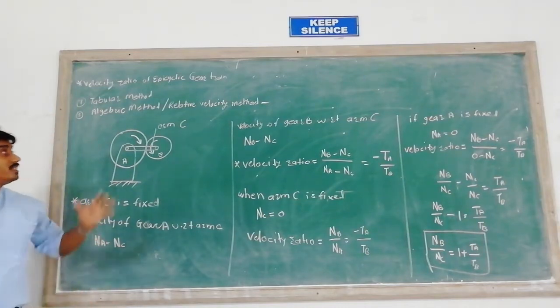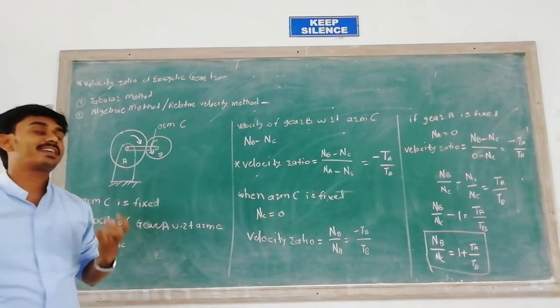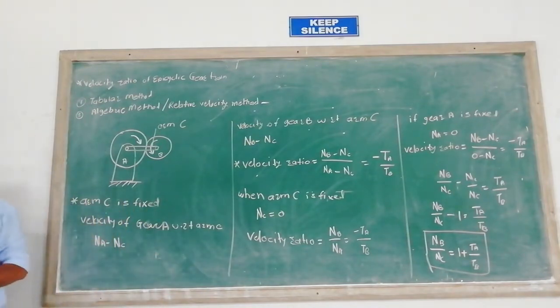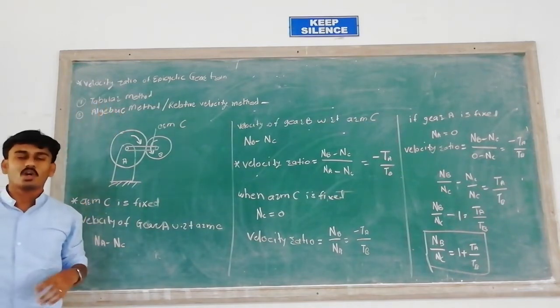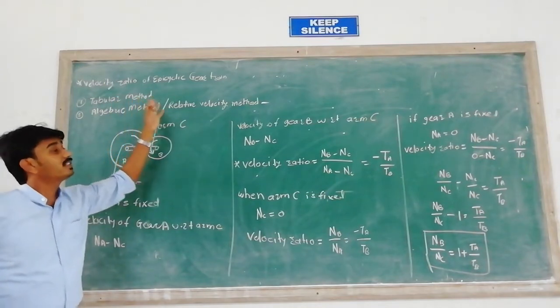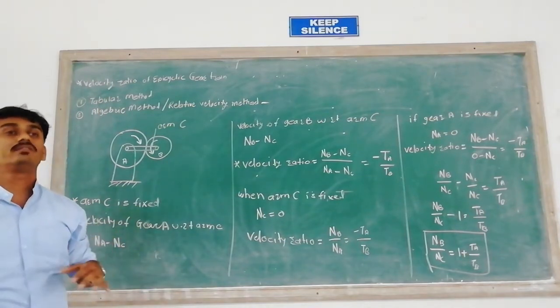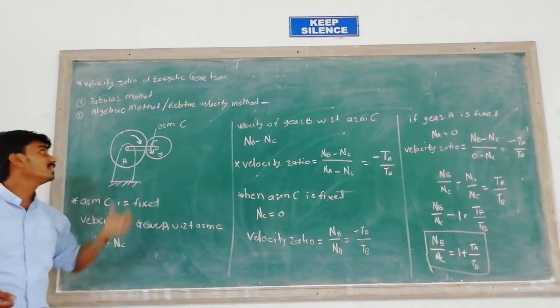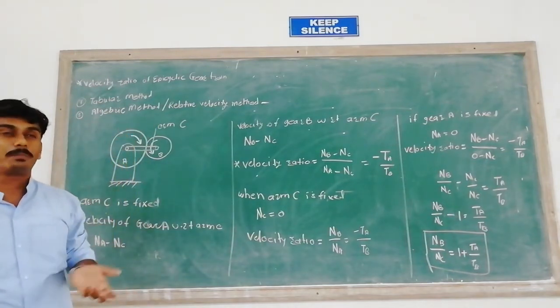Okay, these are the two methods which are used to find out the velocity or velocity ratio of the epicyclic gear train. But generally this relative velocity method or algebraic method is not commonly used because the tabular method is very simple as compared to the algebraic method. By solving a numerical which consists of a large number of gears, this algebraic method or relative velocity method gets more complicated.